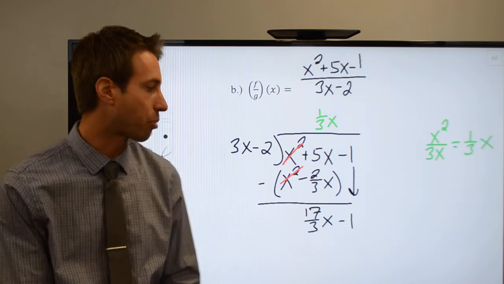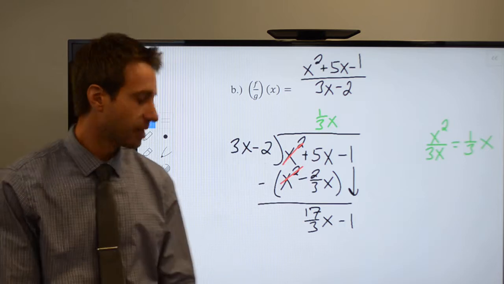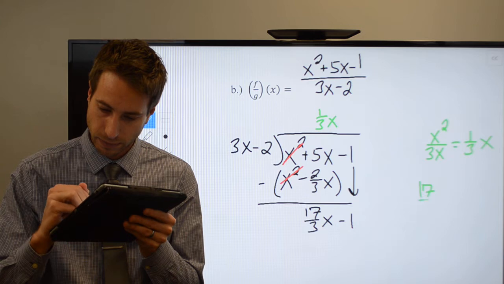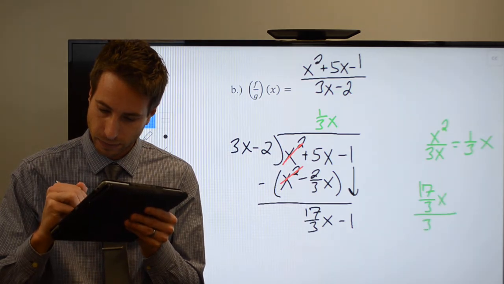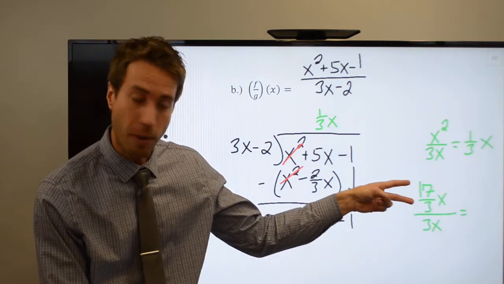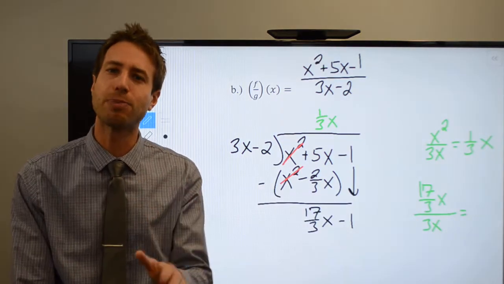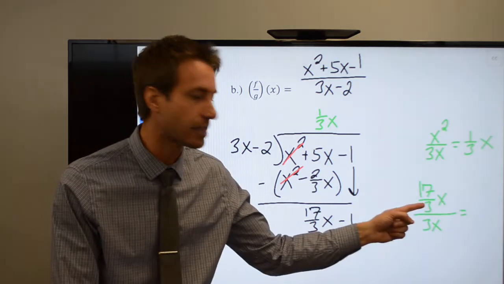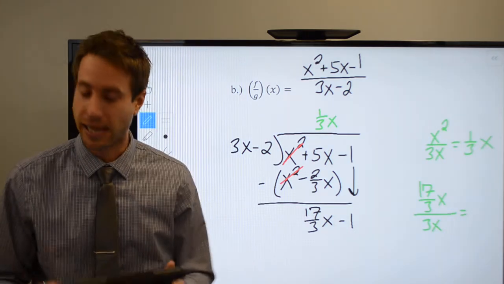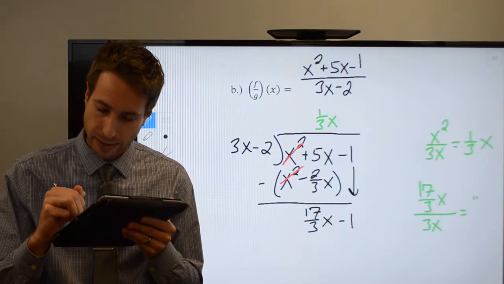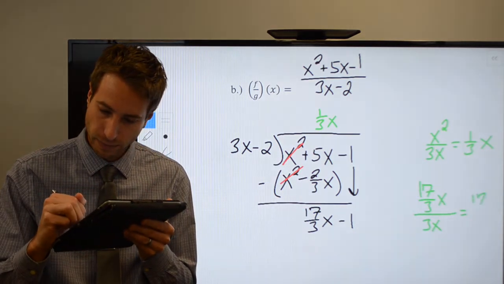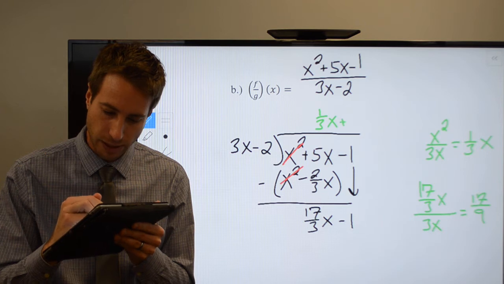And we repeat the process over again. 17/3 x divided by 3x. Again, this is a mixed fraction. I have a fraction in the numerator of an overall fraction, which just simply means, the easiest way to deal with this is just take the denominator in the top and bring it down to the bottom. X's cancel each other out, and so you wind up with 17/9, which will be my constant.